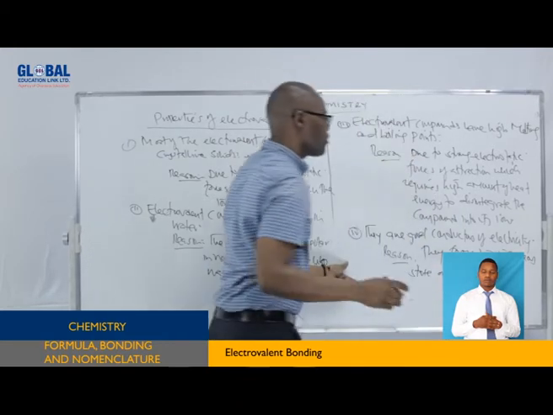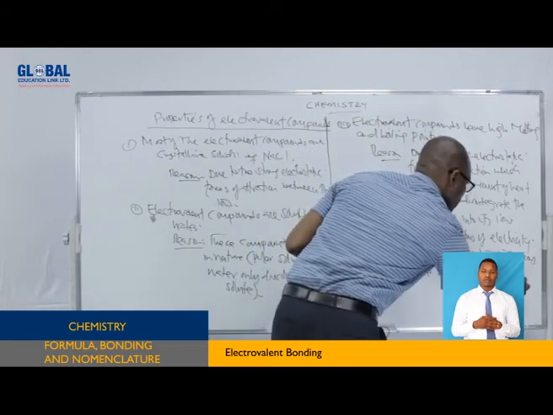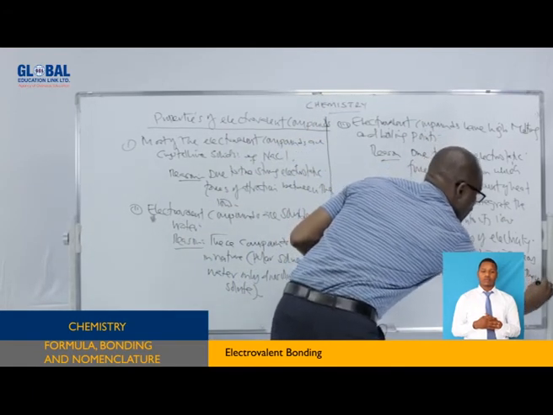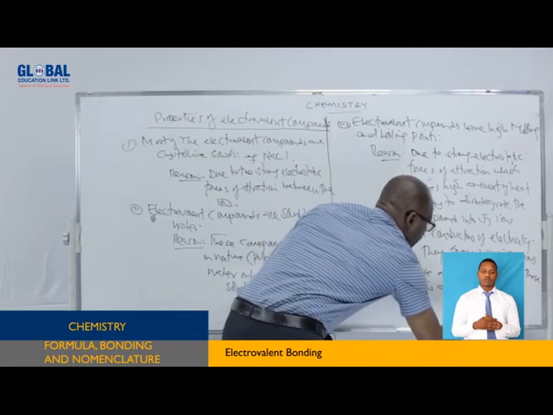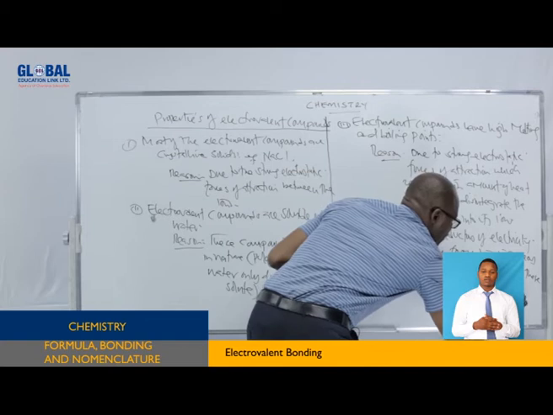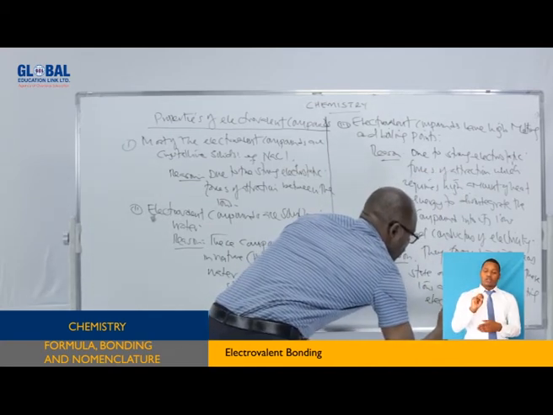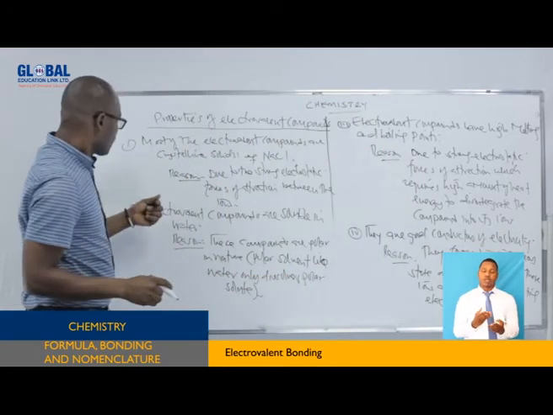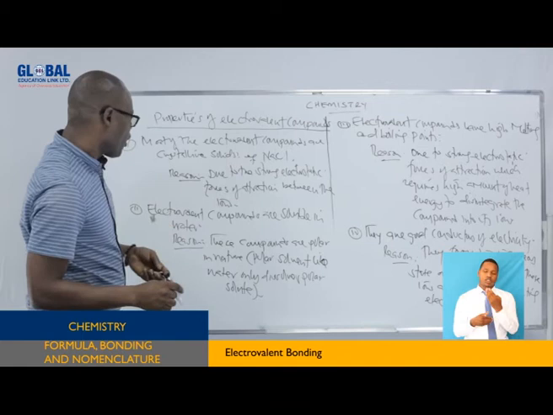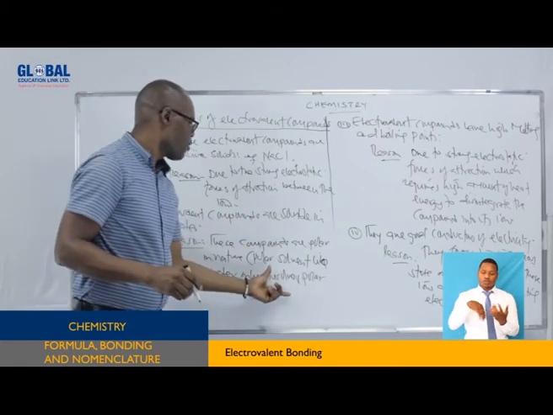So they form ions in aqueous state or when in molten state. These ions are the ones conducting electricity. Now in this part, when we talk about solubility, we say they are soluble in polar solvents like water.